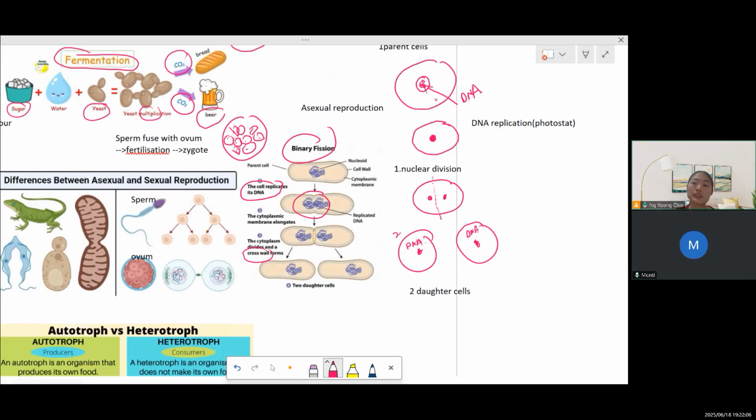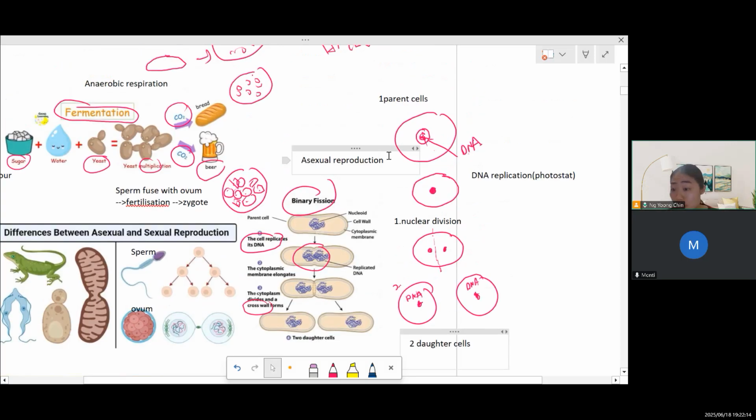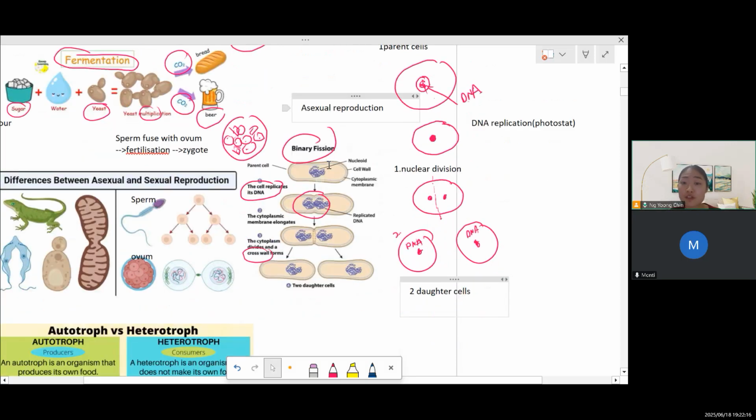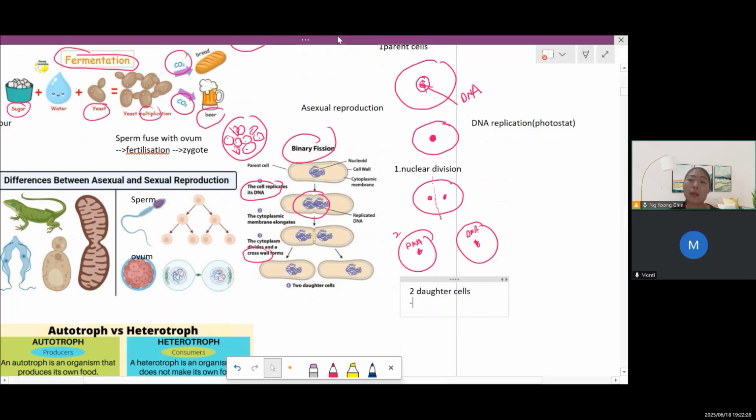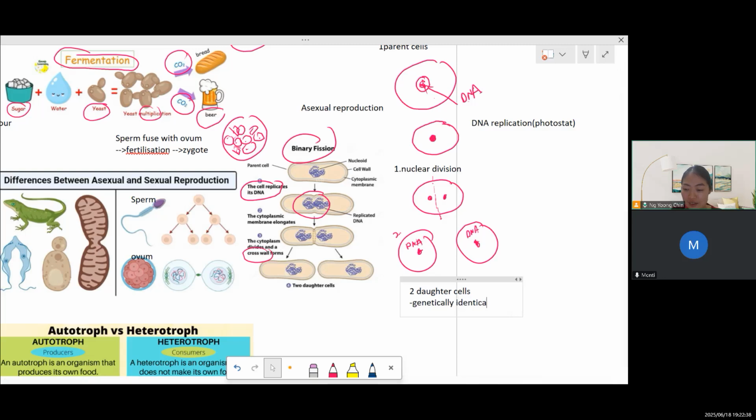So this is what we call binary fission. This is an example of asexual reproduction. You can see that it doesn't involve the fusion of female or male gametes, yet they are still able to produce another two copies. So asexual reproduction is by binary fission. Binary fission produces what we call genetically identical cells to the parent cell.